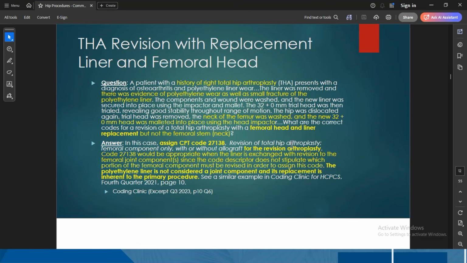Why? As we have discussed, the polyethylene liner is not a component of hip replacement. In hip replacement, we have only two components, the acetabular component and the femoral component. So the polyethylene liner is not considered a component of hip arthroplasty, and that's why we will not consider polyethylene liner replacement for coding. But we need to code for femoral head replacement using 27138. As we discussed previously, polyethylene liner replacement is included in the major procedure, which is replacement of the femoral head or revision of total hip arthroplasty femoral component.